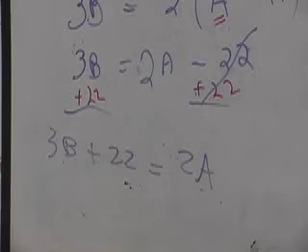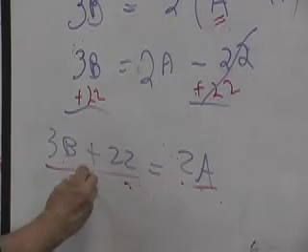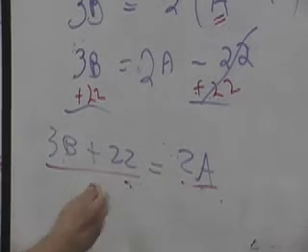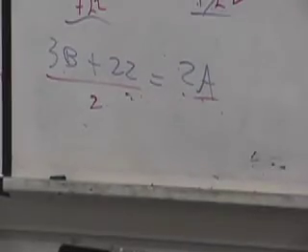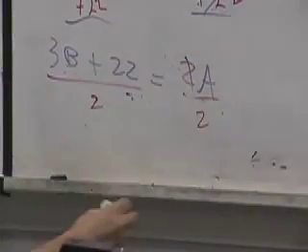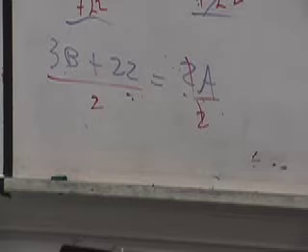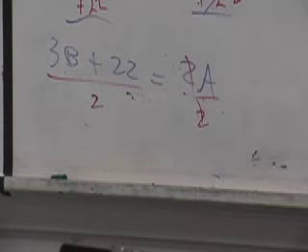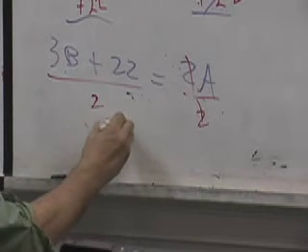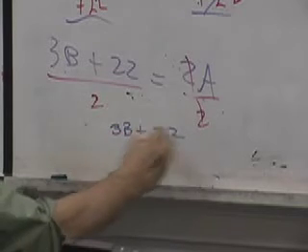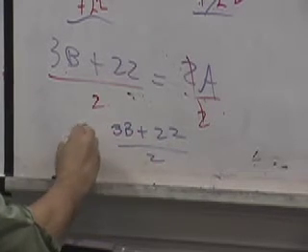Then you divide by 2. You divide by 2 on both sides. And what's our final answer, Emily? How do we write our final answer? So 3b plus 22 over 2 equals a. Yeah.